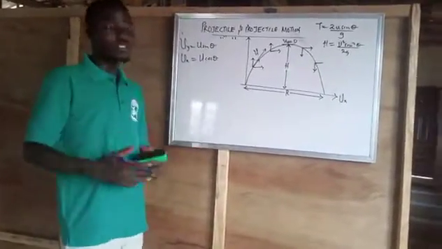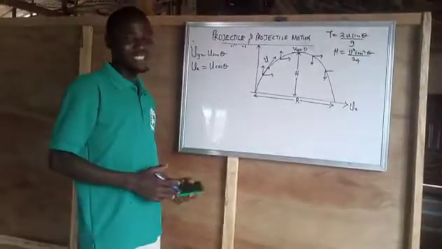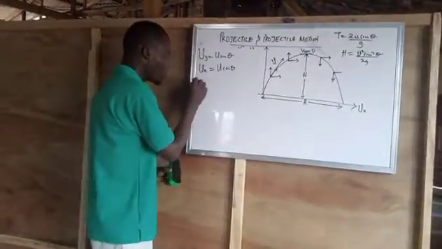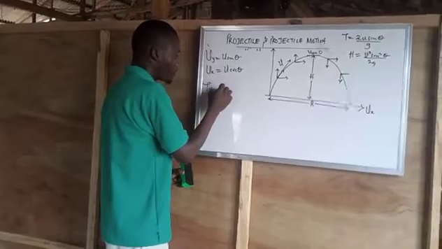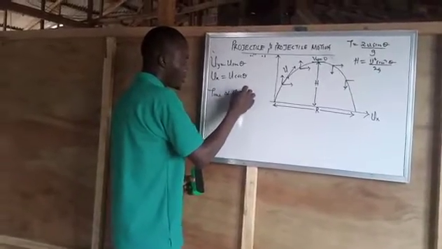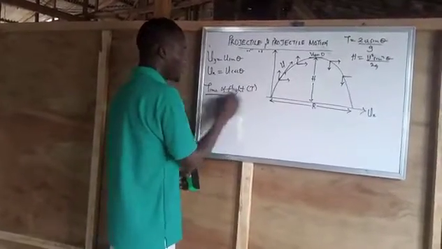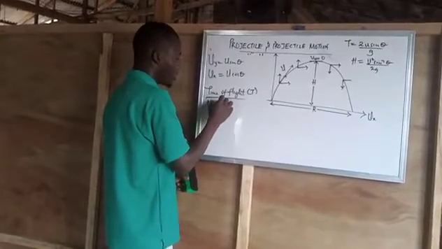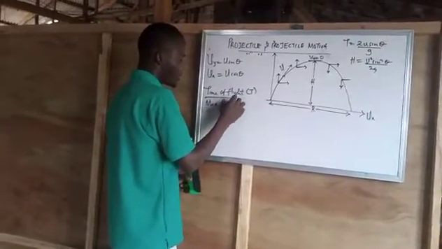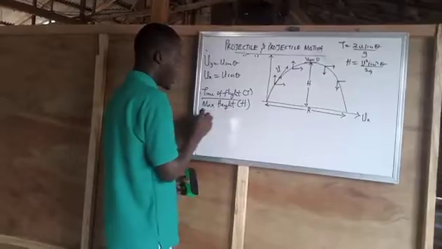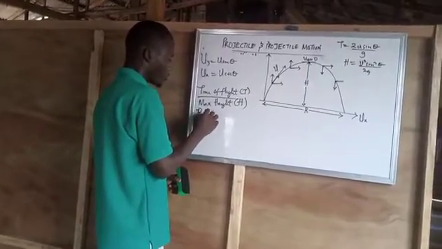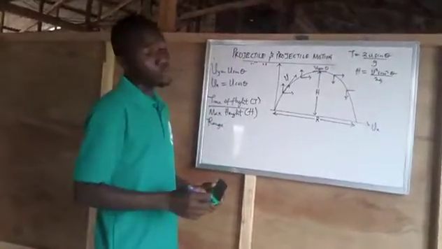Now let's look at the terminologies used in projectile motion. The first one is time of flight. The symbol for this is capital T. The second one is maximum height. That is capital H. And the third one is range. Now let's look at this one after the other.